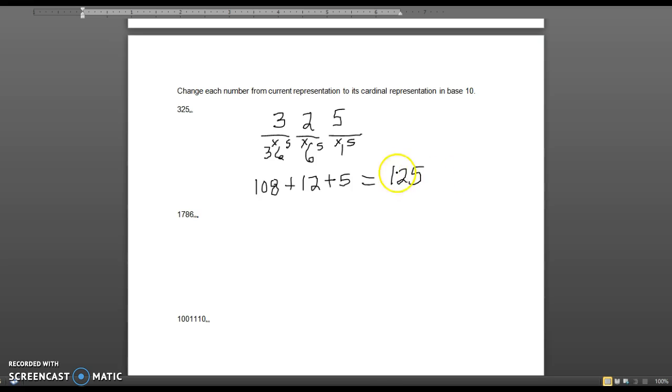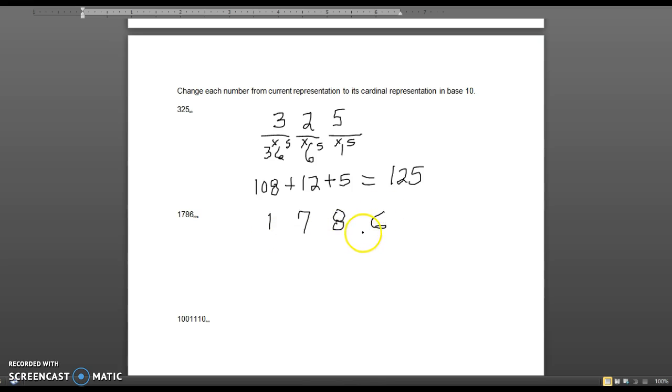Now, of course, I could check my work by going the other direction. If I take 125 in base 10 and switch it to base 6, what do I get? You should get 325. Alright, so pause, try the next one on your own, then come back and check your work. I'm going to keep going here.